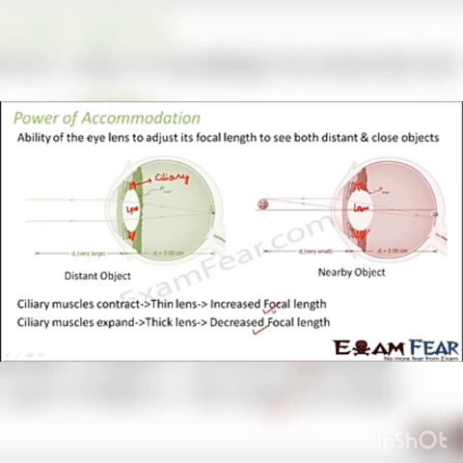So this is how the focal length of the lens can be increased or decreased when we are looking at objects at different positions, and this ability of the lens is known as power of accommodation. That is, it is the power of the lens to accommodate looking at different objects. So that is why it is termed power of accommodation.